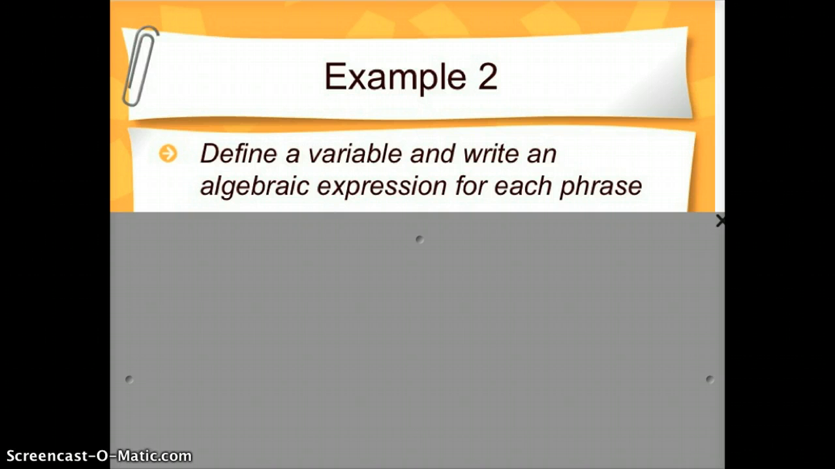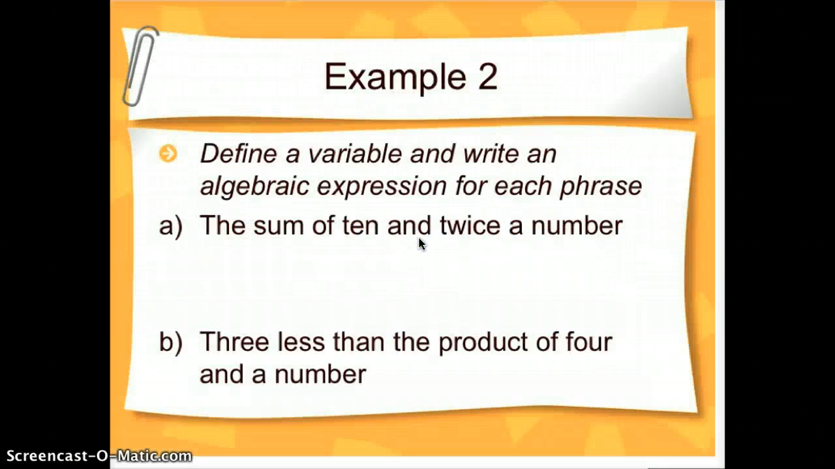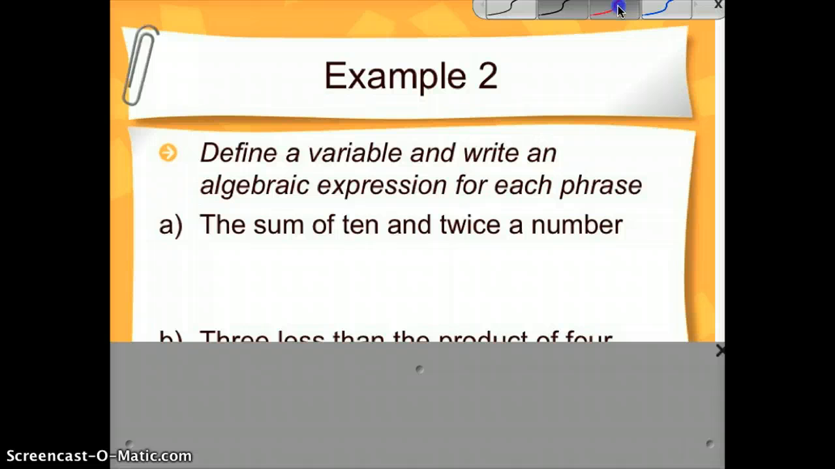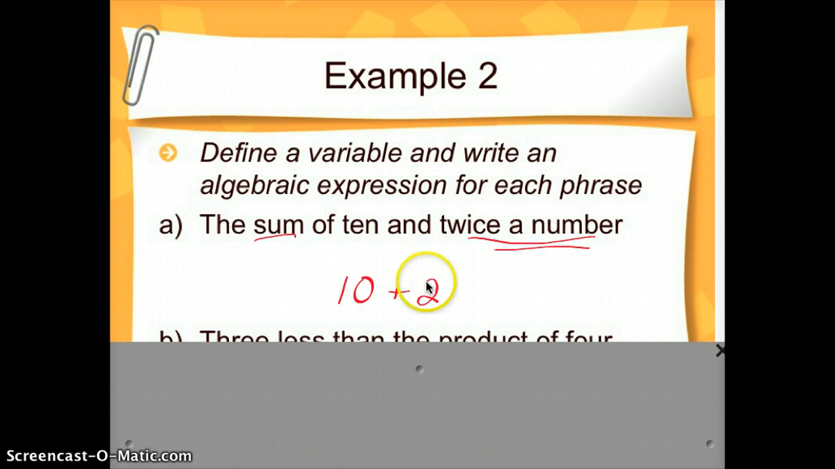Okay, this time we're going to be working out a little bit more complicated examples. These ones, I want you to actually define your variable, so I want you to come up with a variable, and then I want you to write an algebraic expression for the phrase. So this one's the sum of 10 and twice a number. Remember what I said before, the word sum means add. Twice a number, that means 2 times a number. So if I was going to do this, the sum of 10 and twice a number, try it on your own. Okay, I'm going to write 10 plus twice a number, 2n. Write that in my smart, lazy way.